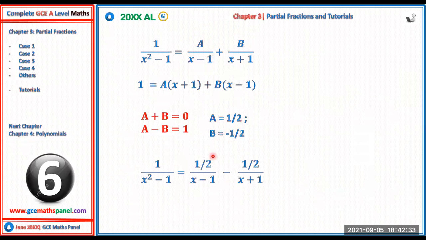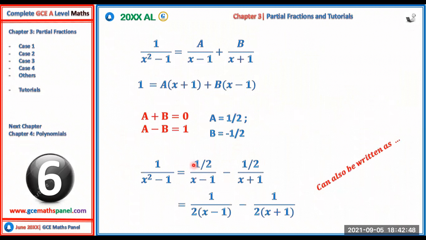So this can be written as A, which is a half. You just write a half at that position, and B, which is minus a half at that position. But this can equally be written like this. For the fraction, you take the denominator down. So you have 1 over 2. This denominator here is moved to the denominator of the overall fraction.